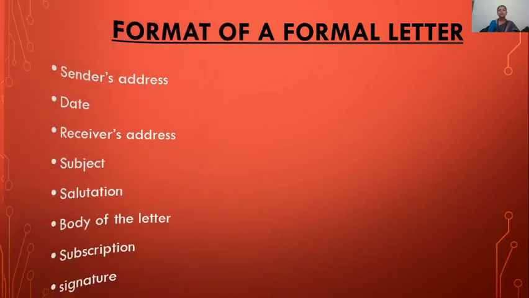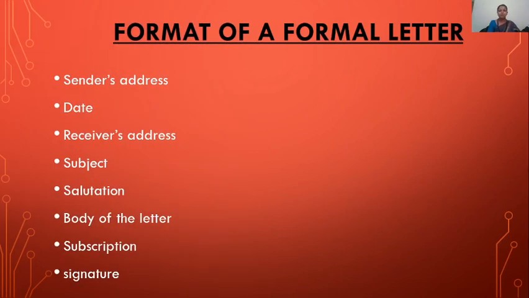Now let's talk about the format of a formal letter. How should we write a formal letter? Here you can see on my screen, children. The first thing that we mention, there are many things: sender's address, date, receiver's address, subject, salutation, body of the letter, subscription, and signature. Okay, so these many things are there in the formal letter. Now let's talk about them one by one.